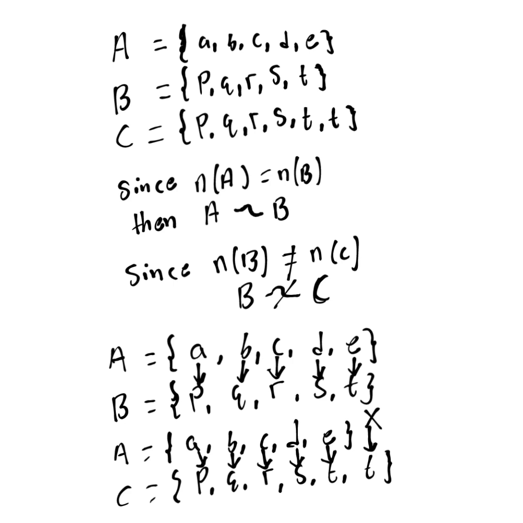So that's what it means when it's said that for sets to be equivalent, they must have a one-to-one correspondence. But a simpler version of the definition is that the number of elements in both sets must be equal. So this is for equivalent sets.